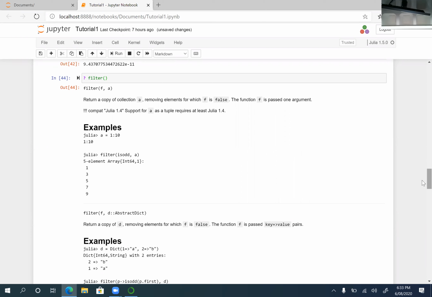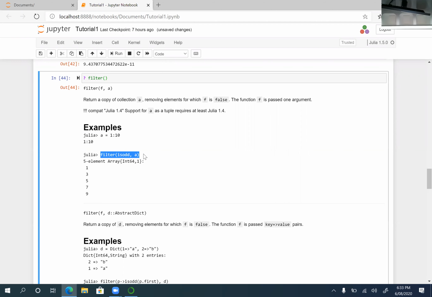All right, I would need to see an example, and we see such a thing below. Okay, so A equals 1 to 10, and then filter isodd A. So the condition goes first. All right, let's just try this. I'm going to copy this out of the help file.